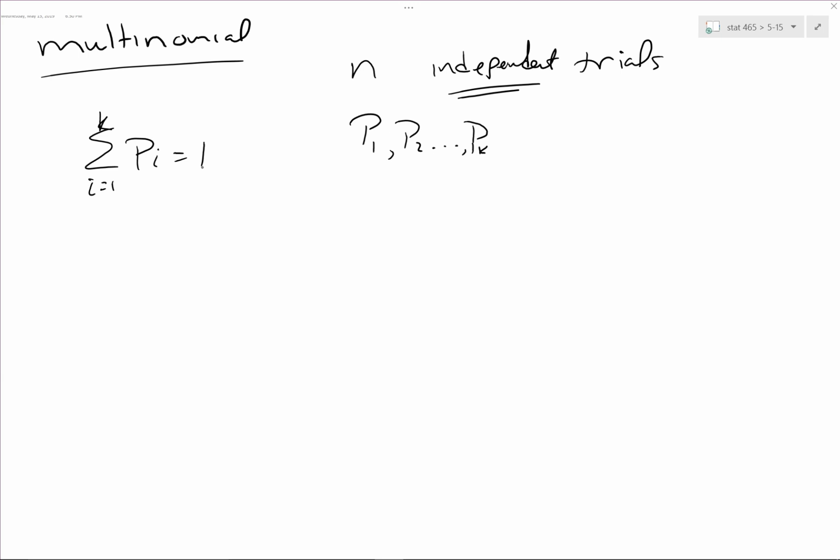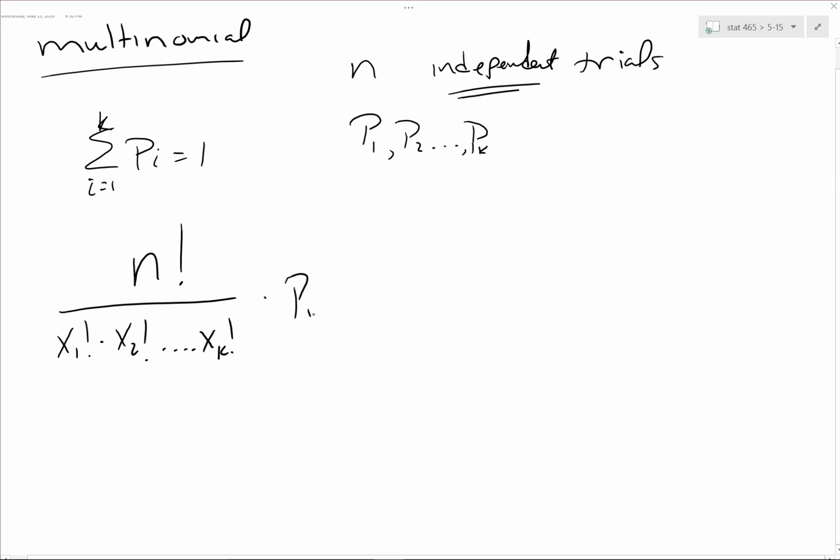This is sweet, dude. Check this out. This is what it looks like. The formula is n factorial over x1 factorial times x2 factorial through xk factorial, times p1 to the x1 times p2 to the x2, through pk to the xk. In other words, it looks almost exactly like the binomial distribution. And if there were only two outcomes, this would be P and this would be Q, and if there were x1 winners, the rest would be losers. So in the case of two outcomes, this simplifies down to binomial.